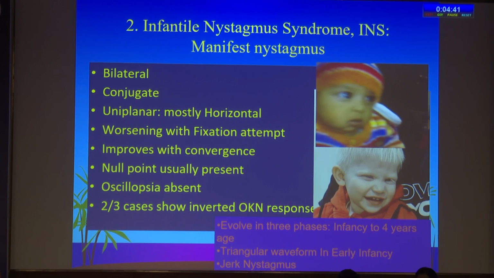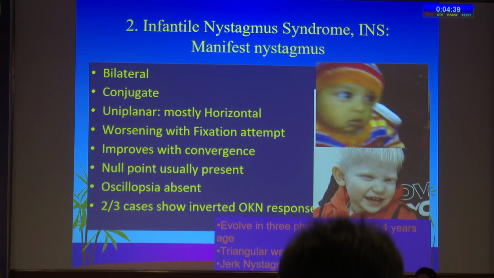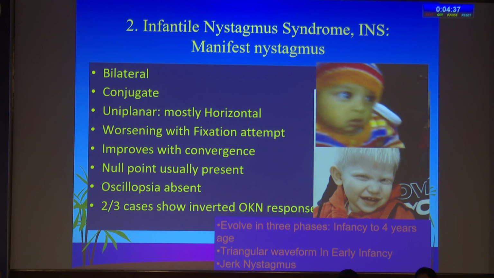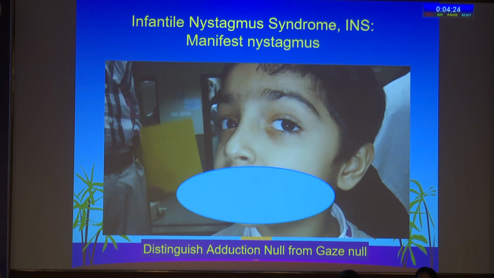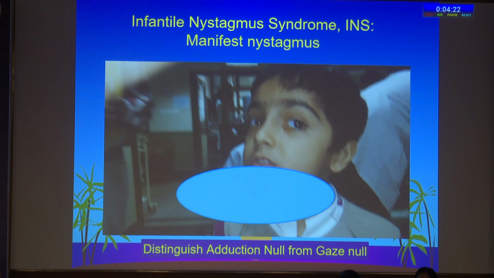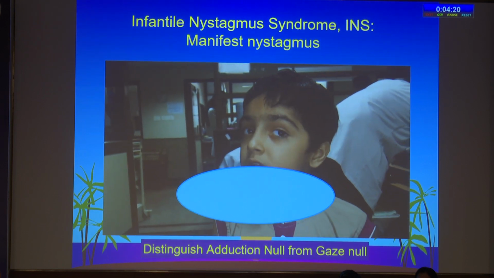Infancy, they will be having side-to-side movement, and later on they have a head posture. So that we should find out which way is the head posture, and if there is a head turn, then we should distinguish an adduction null from an eccentric gaze null. Now, how will you know this? If you cover the adducting eye, if he has an adduction null, then it would shift to the other side, whereas an eccentric gaze null, he would continue to have the same.